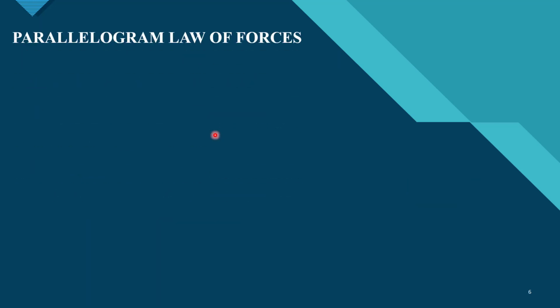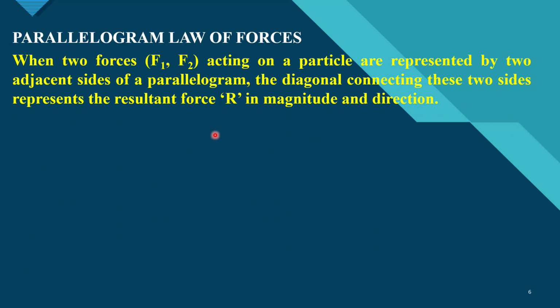Now let's move on to the next topic, that is parallelogram law of forces. This is one of the methods for finding out the resultant of two concurrent forces. So let's see what is parallelogram law of force. So when two forces F1 and F2 acting in a particle are represented by two adjacent sides of a parallelogram, then the diagonal connecting these two sides represents the resultant force R in magnitude and direction. That is the definition for parallelogram law of forces.